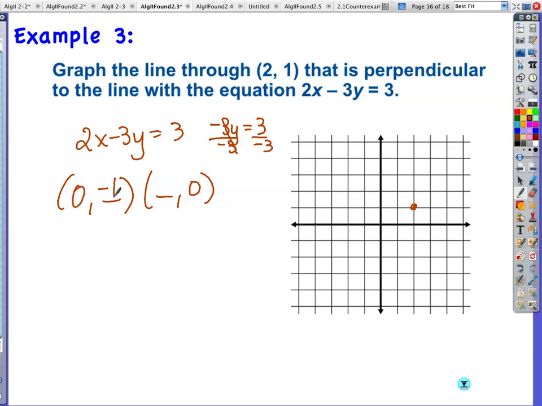Now I put 0 in for y. Notice how it's a little more complicated, so I'm going to write it out. 2x equals 3. That means x equals 3 halves, because I divide both sides by 2. All right, here I go. I got my point, 0, -1. I've got another point at 1.5, 0.